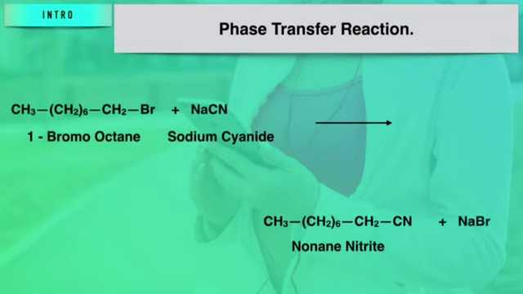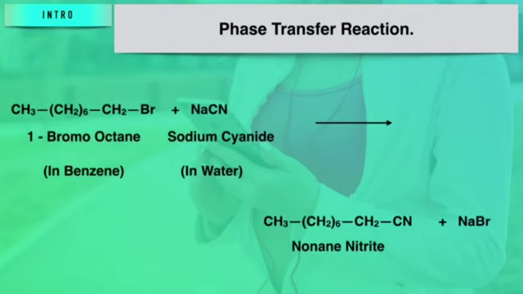As far as this reaction is concerned, 1-bromo-octane is a reactant which is soluble in benzene, whereas sodium cyanide, as you are already aware, is soluble in water. So you are preparing an aqueous solution of sodium cyanide and reacting it with the benzene solution of 1-bromo-octane.